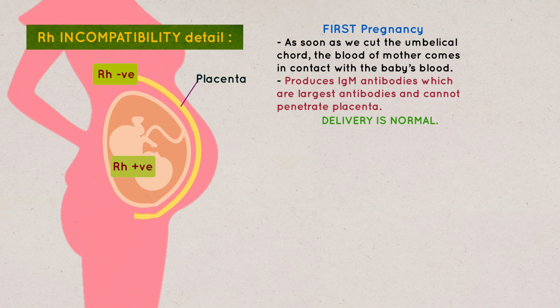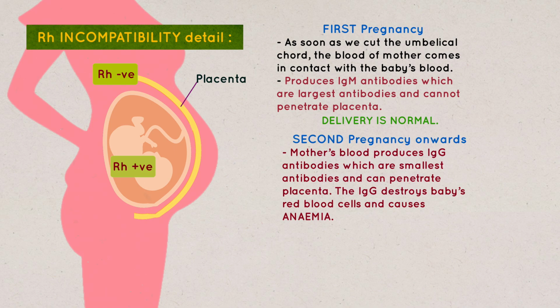Next, let's look what happens during second pregnancy and other pregnancies following it, like third, fourth, and so on. All the pregnancies after first one will result in still babies. That means they will deliver dead babies. Let's see why this happens. During second pregnancy and onwards, if the mother's negative blood comes in contact with baby's positive blood, they will start producing stronger antibodies this time.